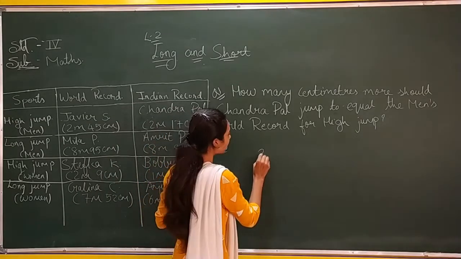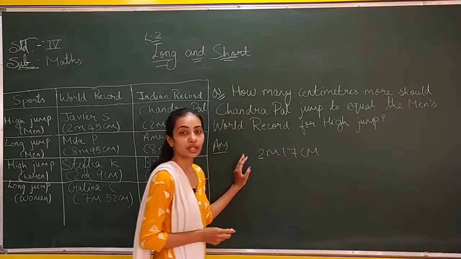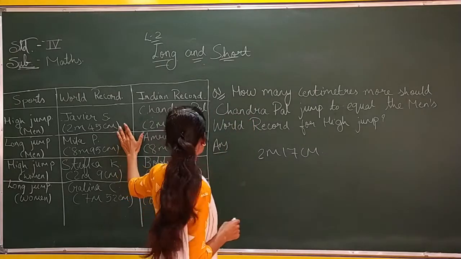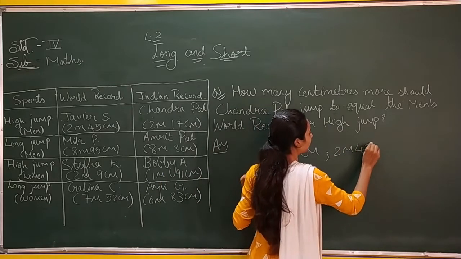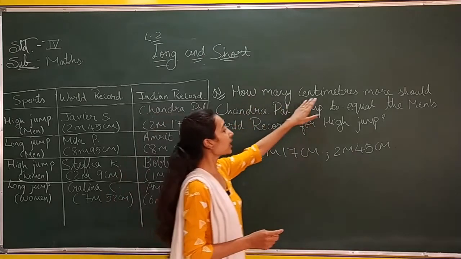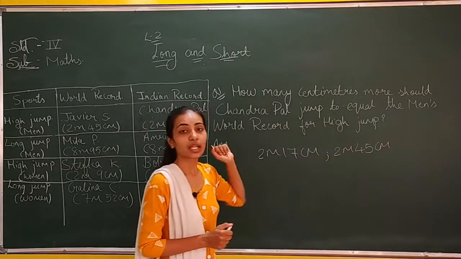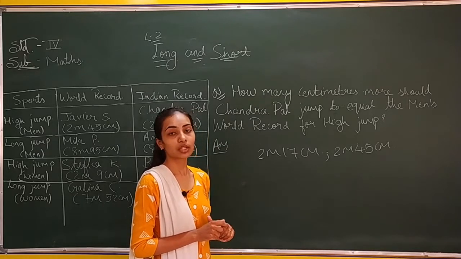So the Indian record for Chandrapal is 2 meter 17 centimeter, and the world record for high jump is 2 meter and 45 centimeter. So how many centimeters more? Here we have how many more, so we will do subtraction. It is not only more.